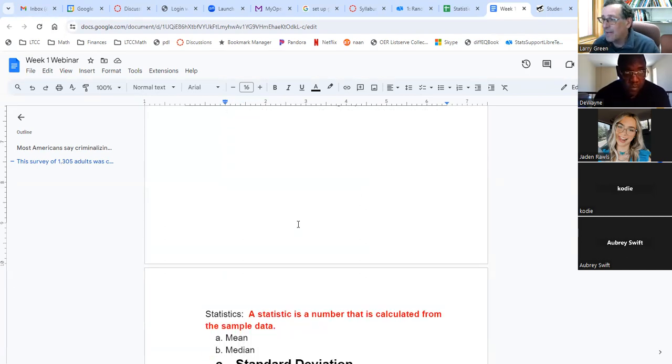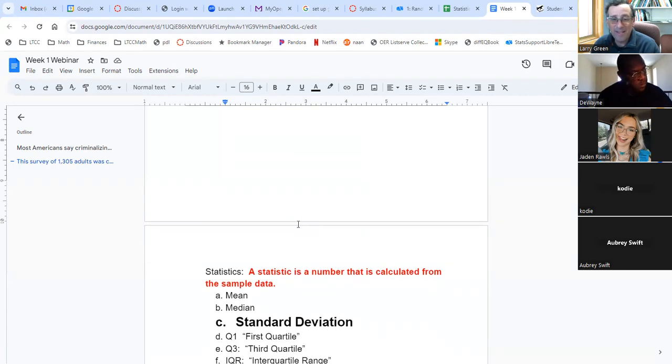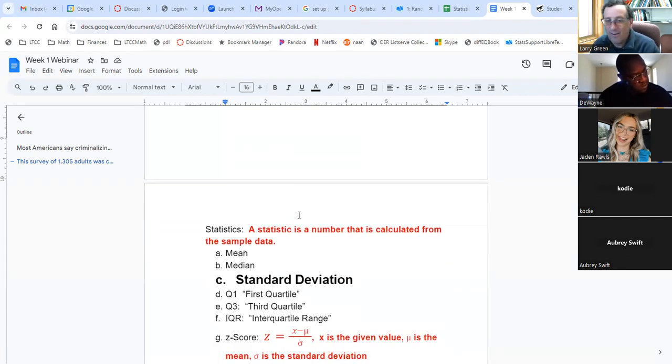Okay, so let's talk about statistics. I know it's the name of the class, but here it is. There are a lot of statistics. So a statistic, this is very important. It's the name of the class, so it must be important. It's a number that is calculated from the sample data. You take a sample, and then from that sample, you look at numbers that come from it. There's some that you already know.